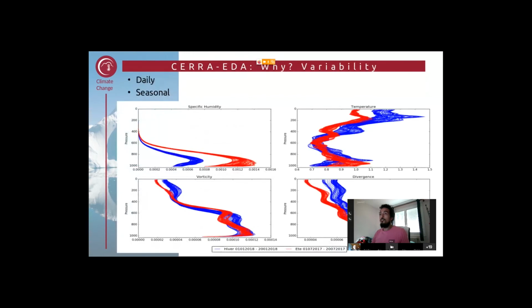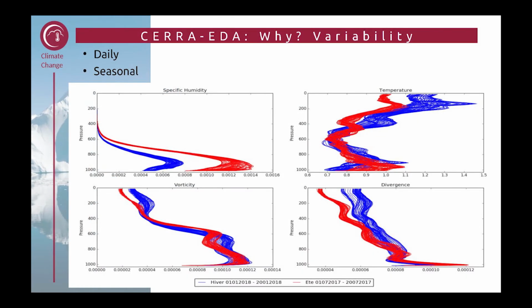So what I'll do first quickly is to show you an idea of the variability. I got a bit jealous that everyone was showing really nice pictures and the EDA is kind of a dry, boring thing. So I tried to include some pictures. What I want to show you here is the potential variability that you can get from two sources, the daily and the seasonal. So what you're looking at here, in order from left to right, down to bottom, you've got specific humidity, temperature, vorticity, and divergence.